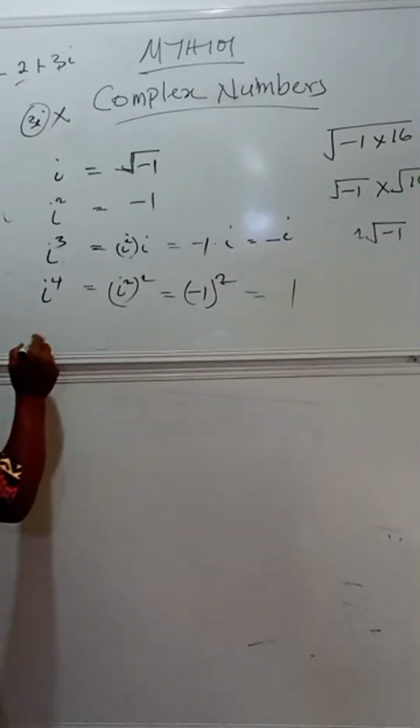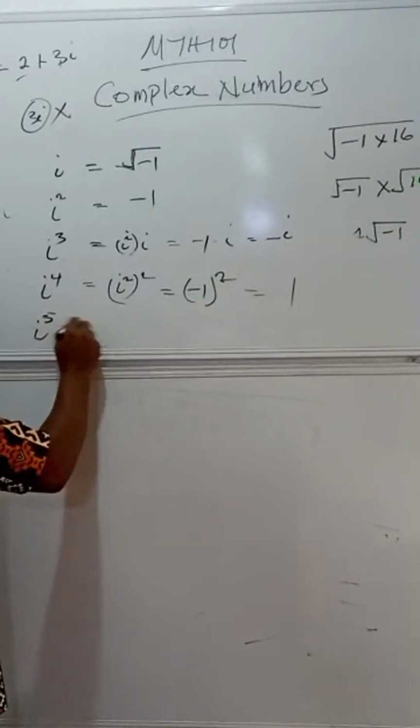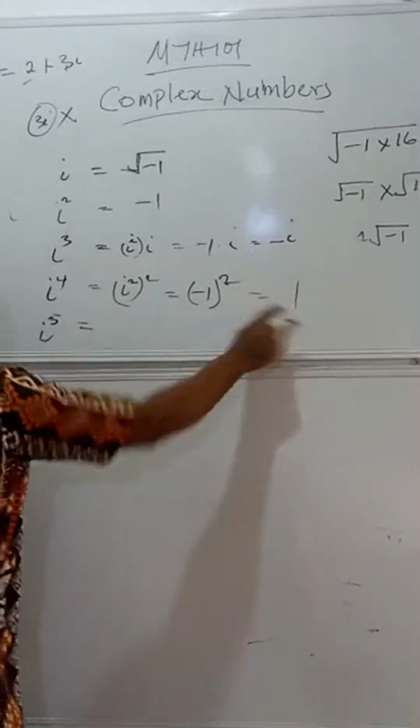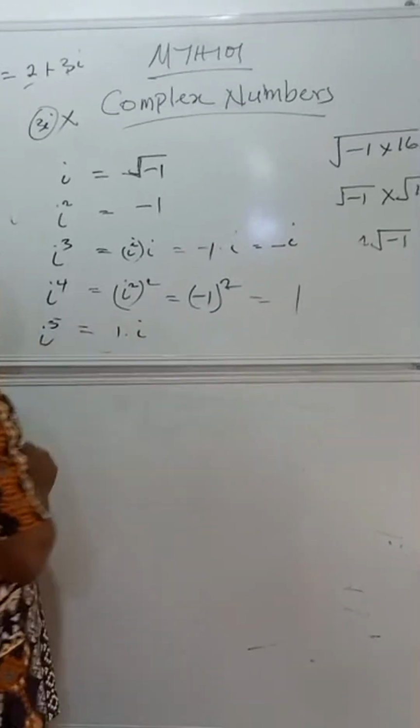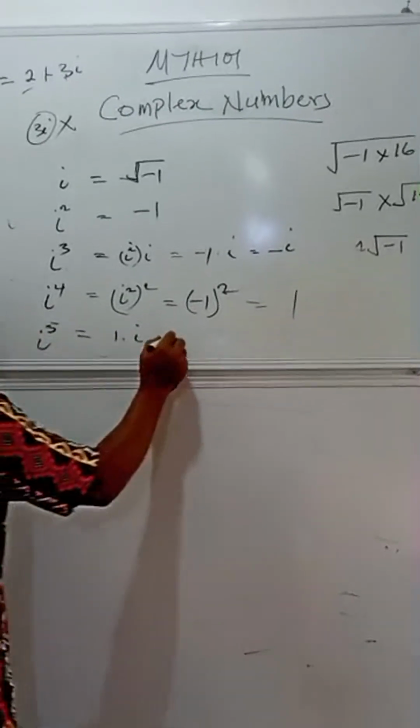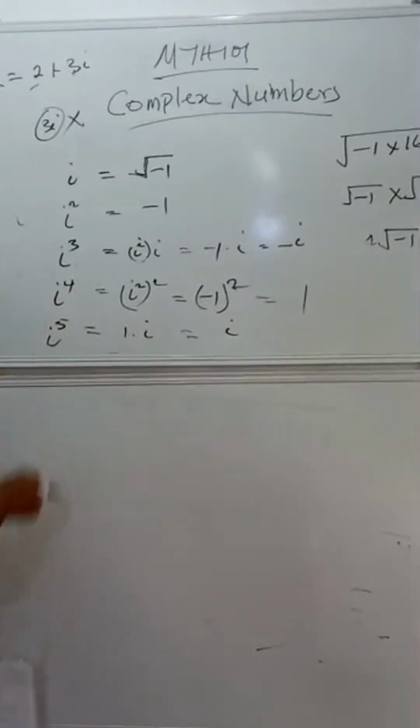Now, if that's true, then what of i raised to power 5? i raised to power 4 is 1 already, times i already. So this one will give you i. i raised to power 5 is i.